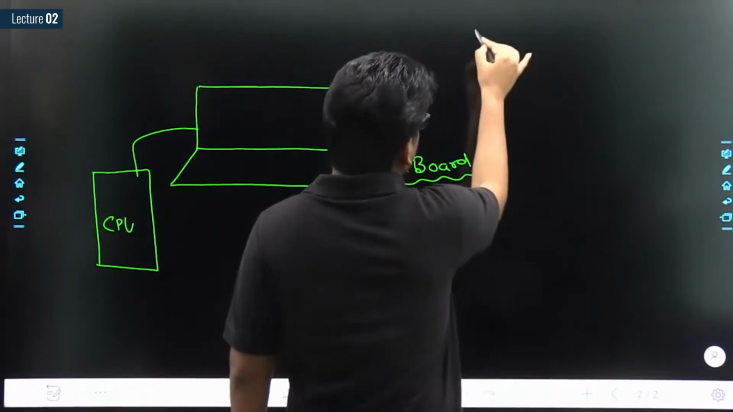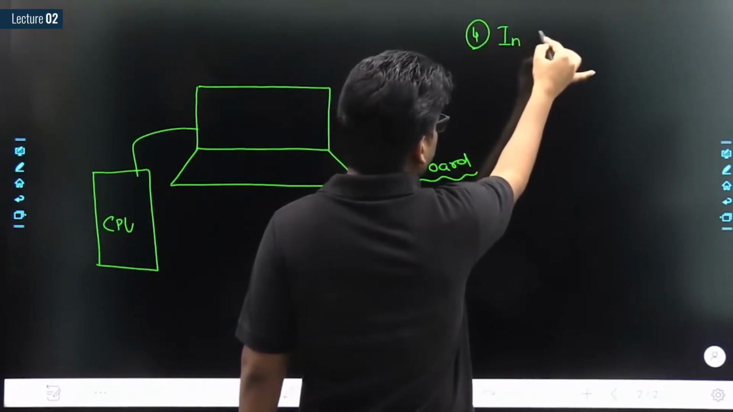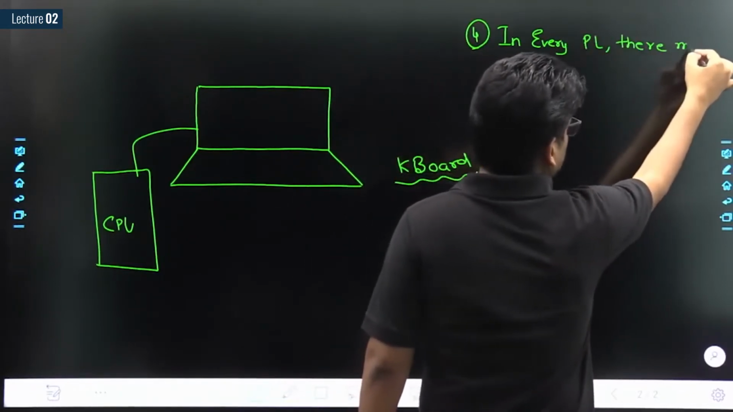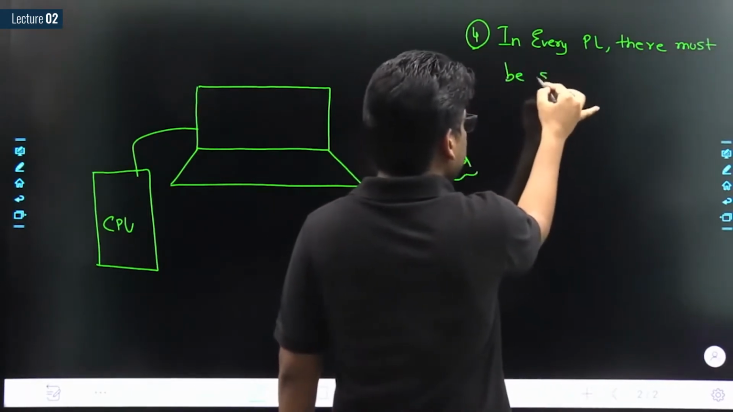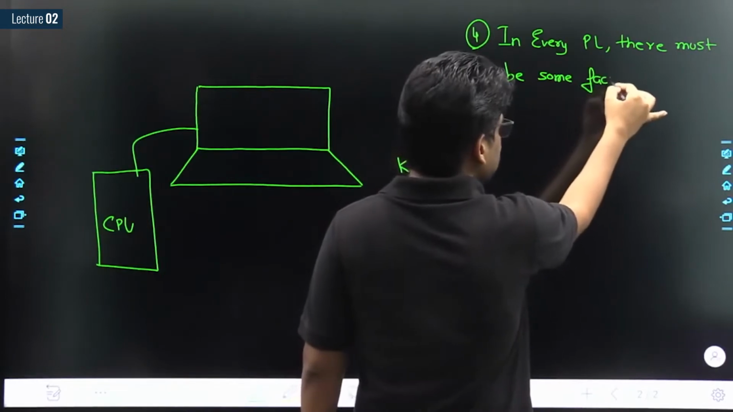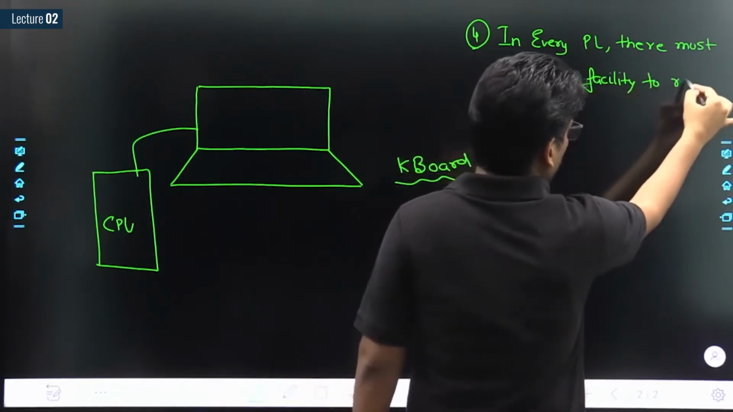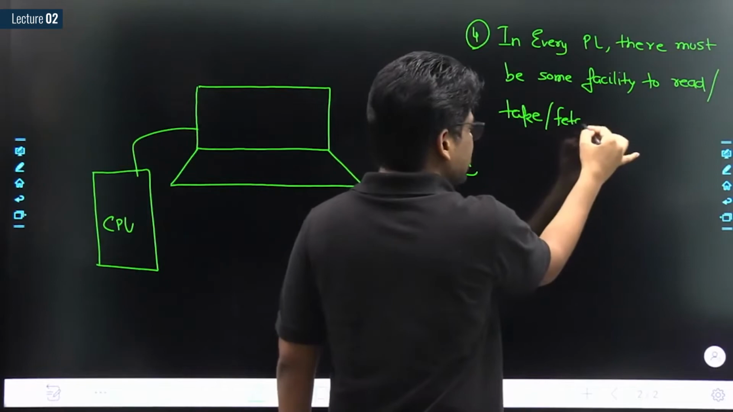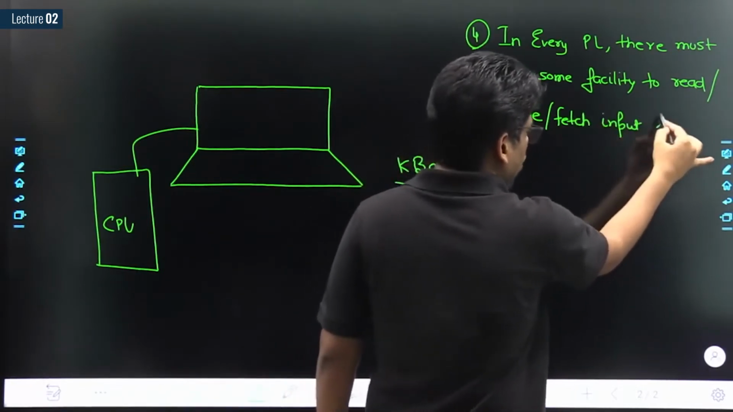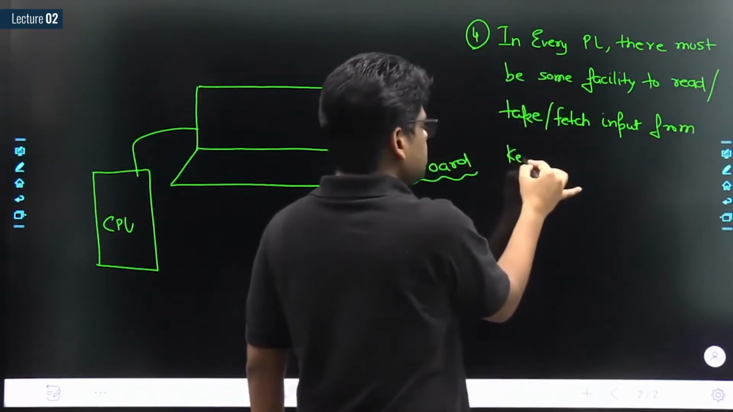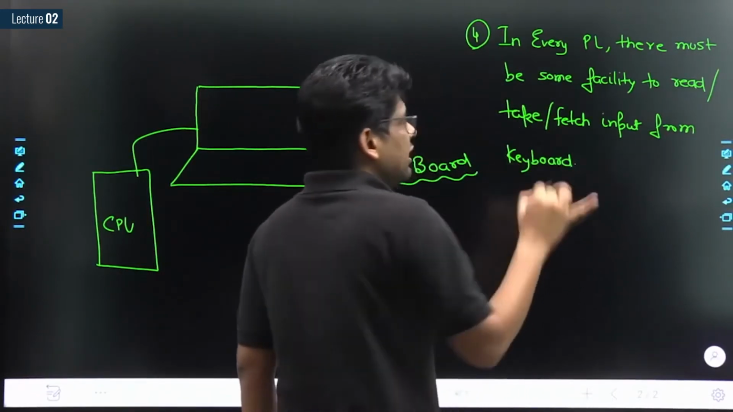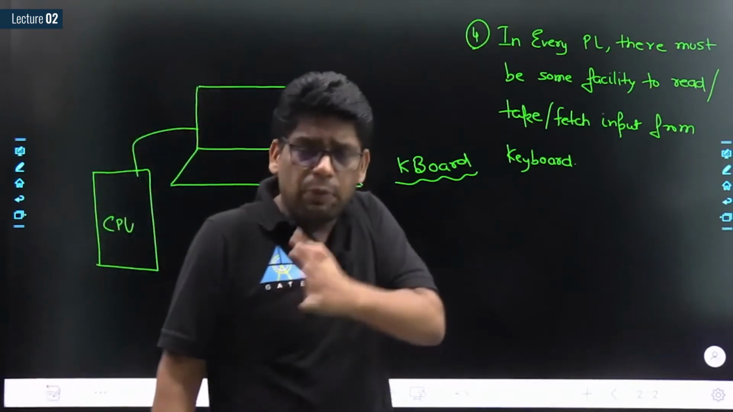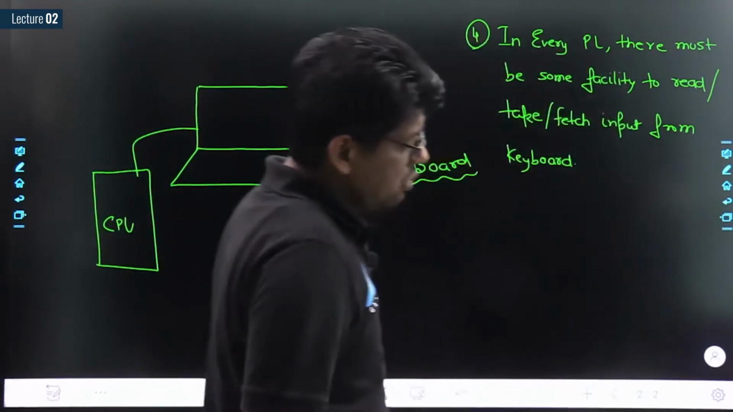Point number 4. In every programming language, there must be some facility to read, to take, to fetch input from the keyboard to the program. Am I right or not? Yes, of course it is.